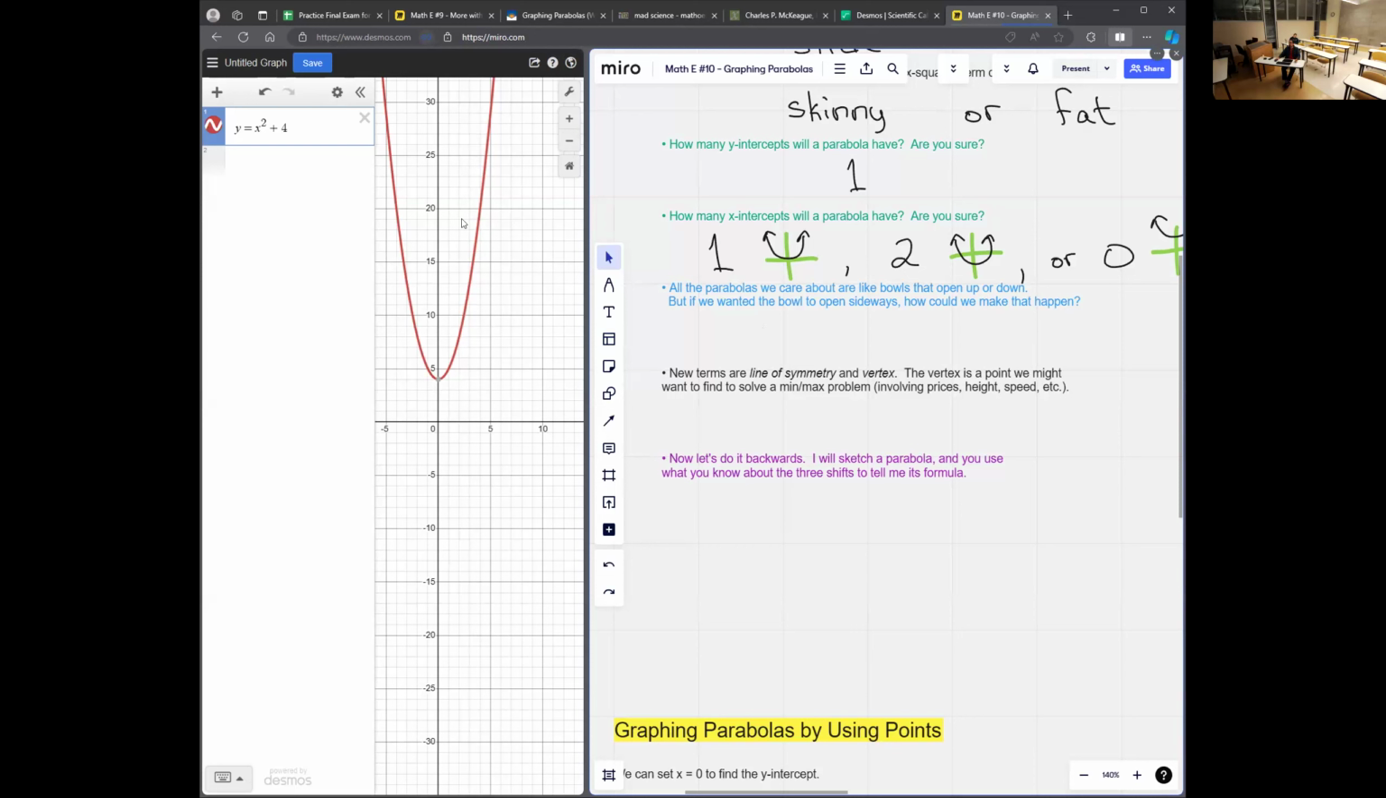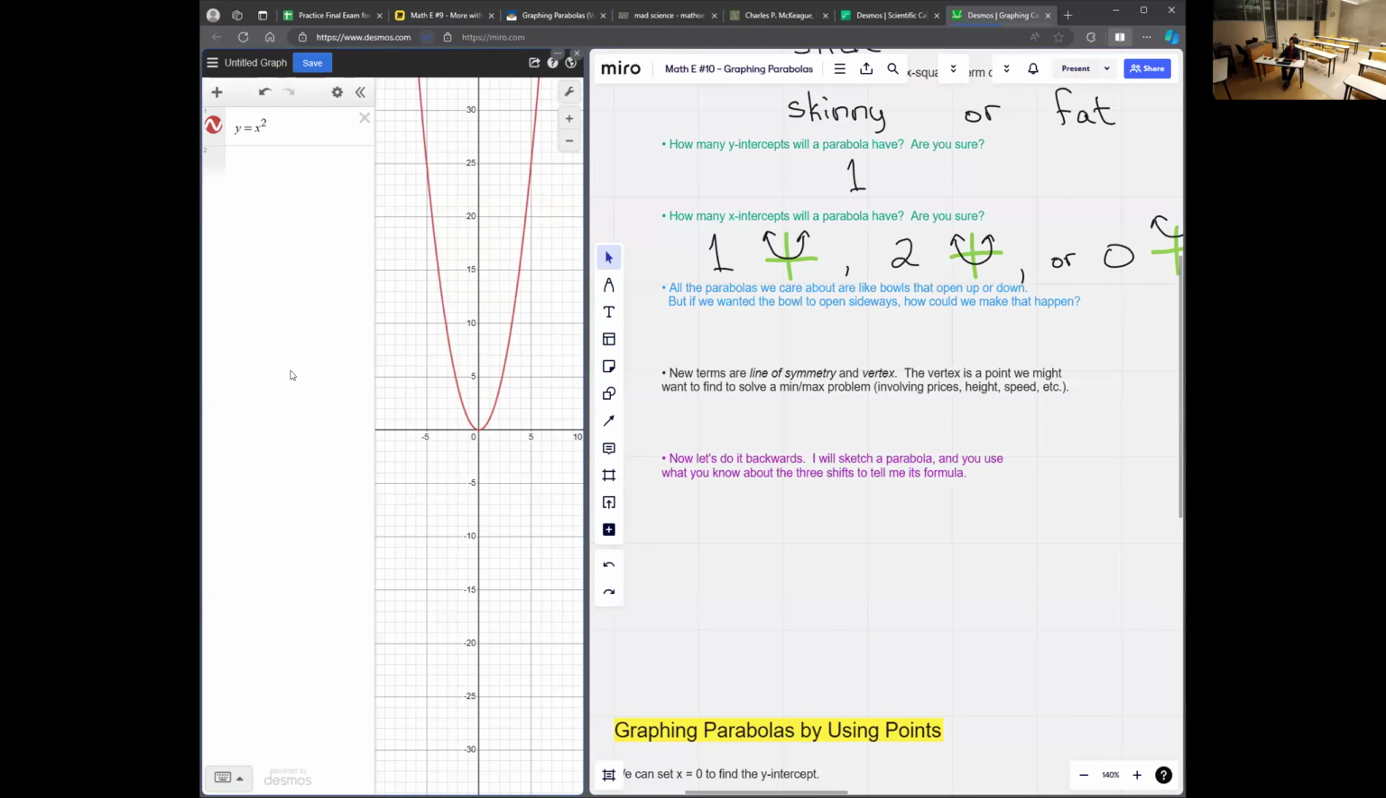If we did want the bowl to open sideways though, could we do that? Is there some way to make this point sideways instead of up and down? I don't think so. Yeah, there's one more thing we can do that we haven't yet. You should know this.